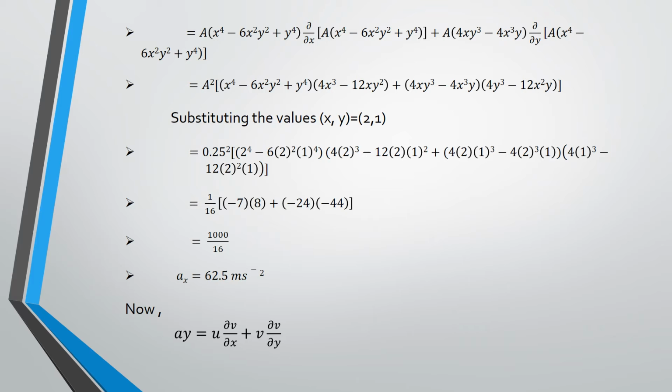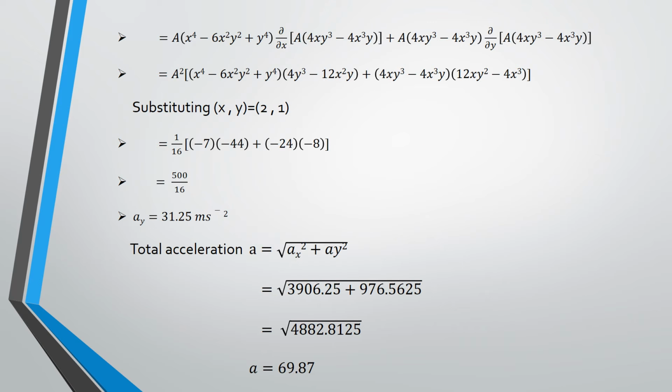Now, for the y component of acceleration, we know that ay equals u into dou v by dou x plus v into dou v by dou y. Now, substitute the values of u and v in the above equation. We get a into x power 4 minus 6x square y square plus y power 4 into dou by dou x of a into 4xy cube minus 4x cube y plus a into 4xy cube minus 4x cube y into dou by dou x of a into 4xy cube minus 4x cube y.